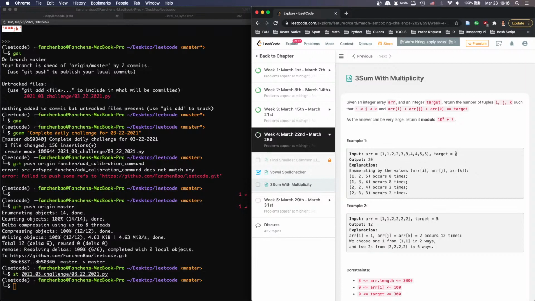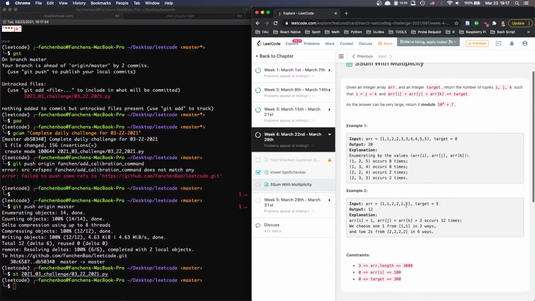So the first one is 8. So it has to be 1, 2, 5 occurs 8 times. What does that mean, occurs 8 times? A number of tuples, okay. Oh, I thought that was the value. No, that's index. So 1, 2, 5, 2, 2, 2, 8 times. 1, 3, 4, 2, 2, 2, 8 times. 2, 2, 4, 2 times. 2, 3, 3, 2 times. That's 20. Okay.